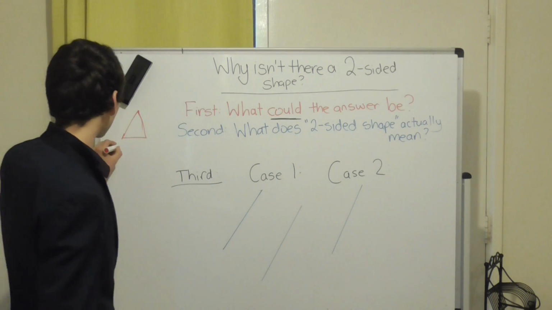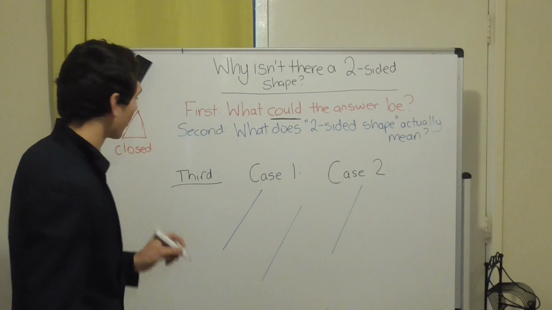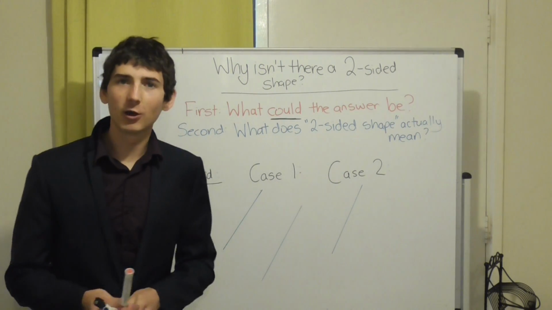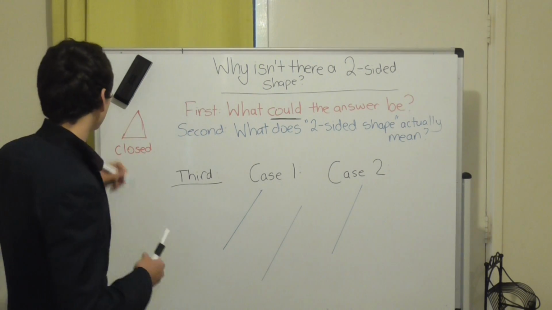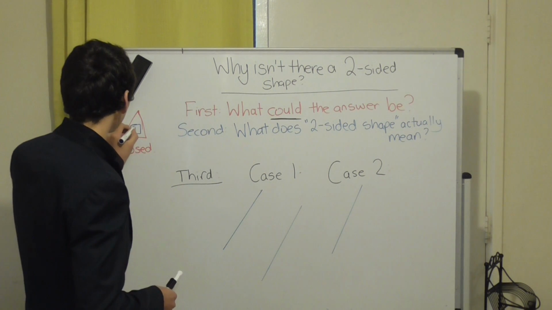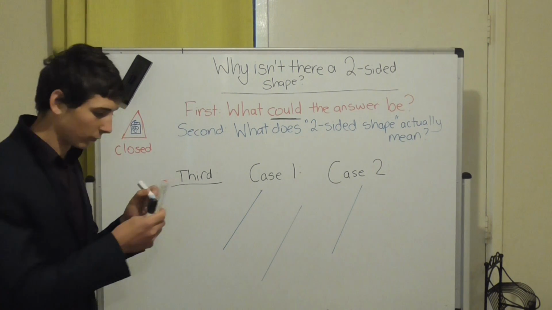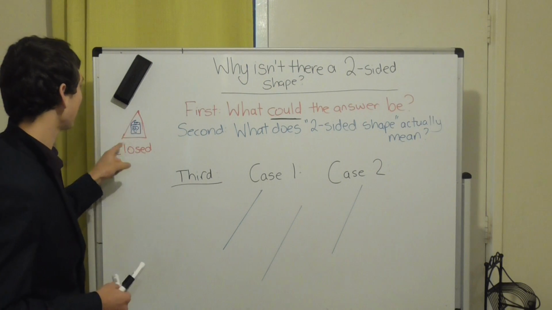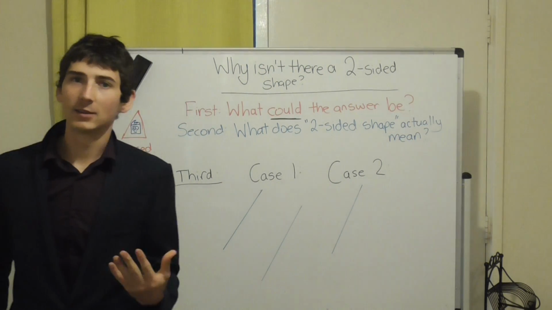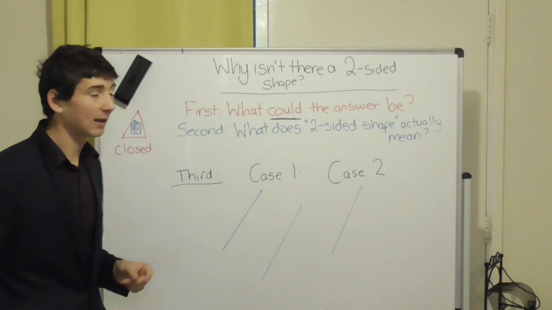And we call this closed. And the way I think of something that's closed is, if I have a little character here, let's call him Timmy. Now, Timmy is inside the triangle, and it doesn't matter where Timmy moves, he can't get out. So he's closed in. He can't get out of this triangle.